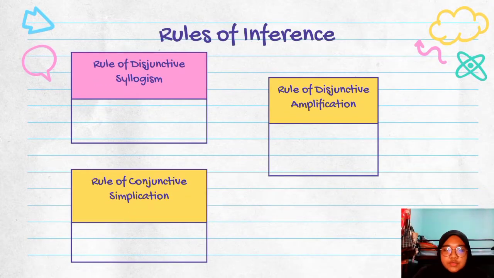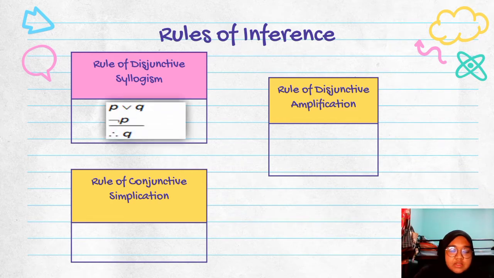The next rule of inference is the rule of disjunctive syllogism. The first premise is P union Q and the second premise is negate P. For this rule, we must use the symbol union, and then we can cancel out P and negate P, and the conclusion will be Q.